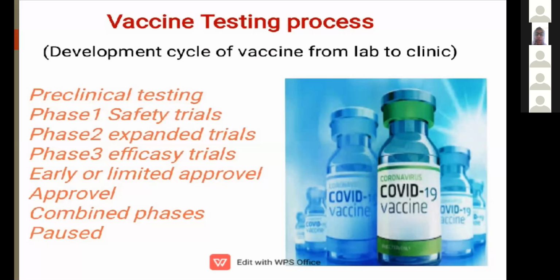Before introducing a vaccine from lab to clinic, it has to undergo many testing processes: preclinical testing, phase 1 safety trials, phase 2 expanded trials, phase 3 efficacy trials, early or limited approval, combined phases. One way to accelerate vaccine development is to combine the phases. And if investigators observe worrying symptoms in volunteers, they can put a trial on pause.